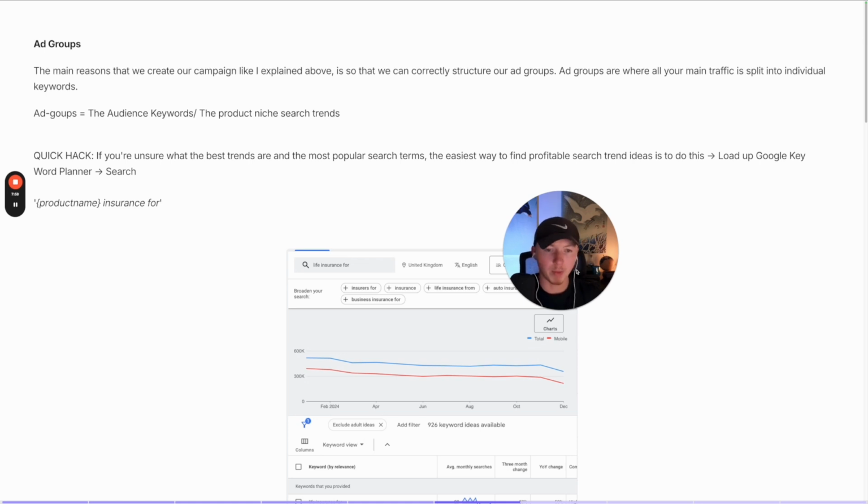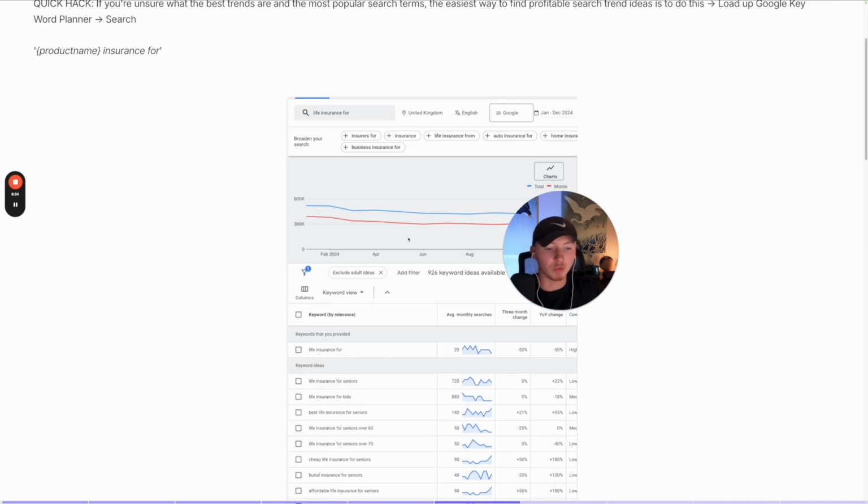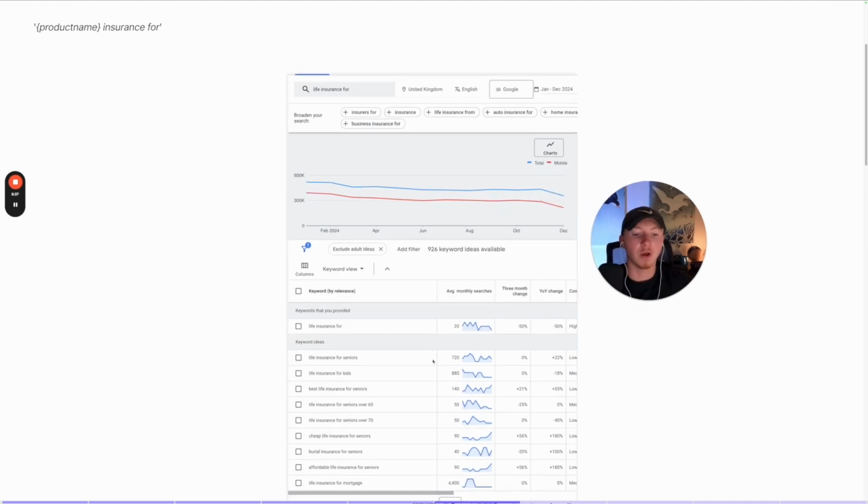If you're unsure about the best trends, the profitable keywords and the most popular keywords that people are genuinely searching, then the easiest way to find profitable search trends is to load up the Google Keyword Planner. Just load up your Google Ads, type in the top planner, you'll have Keyword Planner, click onto that, discover new keywords, and then go into the search box and put the product name that you're looking for, then the word insurance and then the word for. So it might be life insurance for, travel insurance for, home insurance for, landlord insurance for. By doing that, you get a load of search terms that match the for section, and then it will give you what people are searching after that.